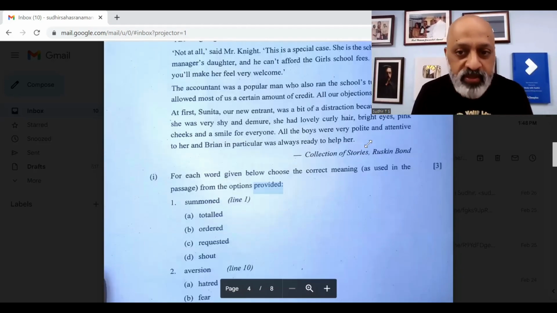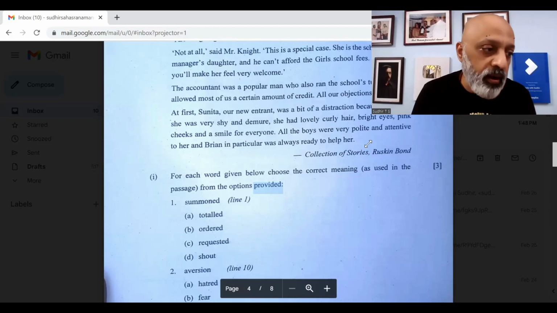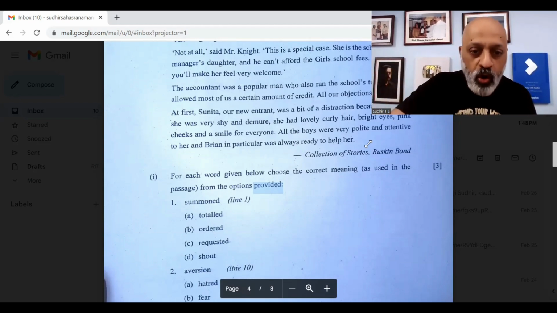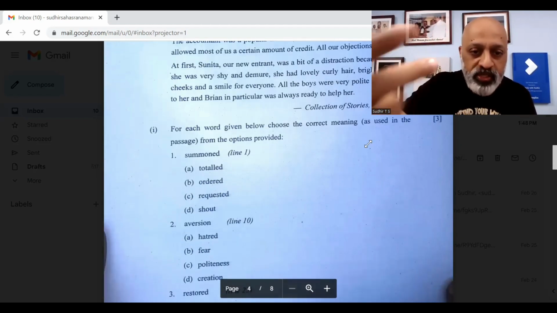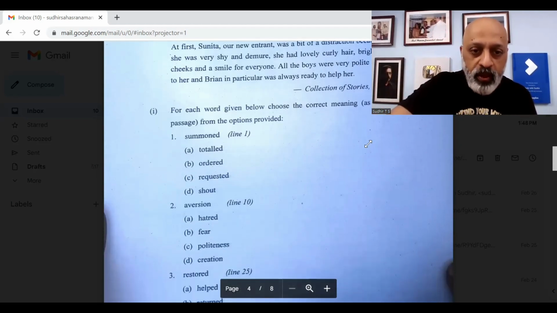The word meanings. This is a story by Ruskin Bond. The word meaning summoned would mean be ordered. That's the closest of the three, because it's not totaled, it's not requested, it's not shout, right?